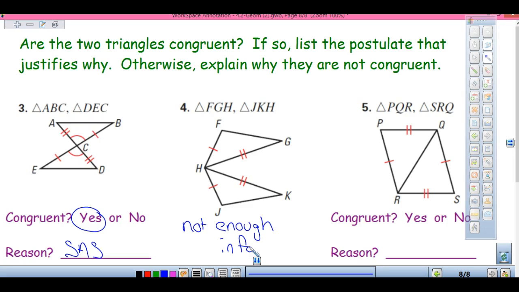Okay. Over there, they give us how many sides? Well, they have 2 sides marked, right? So then we have to ask ourselves, can we do the third side? Yeah, because it's a shared side, so we know that we have that shared side. So now are they congruent? Yes, based off of side, side, side. Very good.